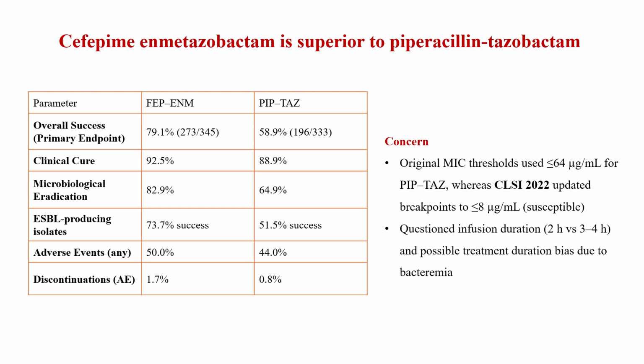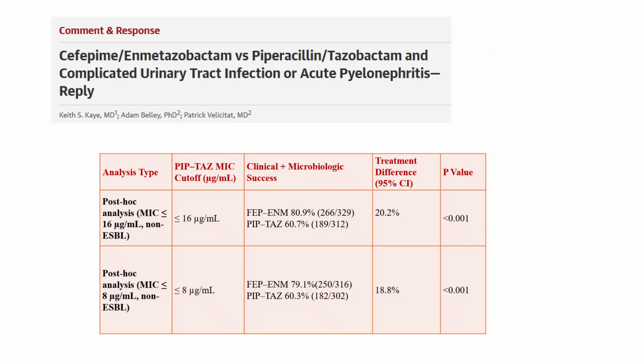But at the same time, this ALIUM trial was done before the change in clinical breakpoints. So one of the criticisms is that isolates which are otherwise resistant might have been labeled as susceptible to piperacillin-tazobactam in the study. So there was a post hoc analysis in patients with a MIC of less than 8 and less than 16. Here also cefepime-enmetazobactam has done much better than piperacillin-tazobactam. So cefepime-enmetazobactam is definitely a good alternative.